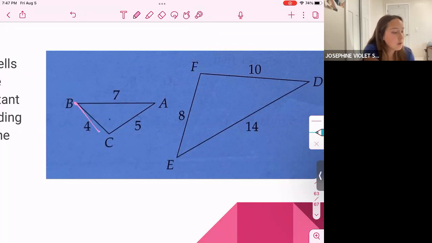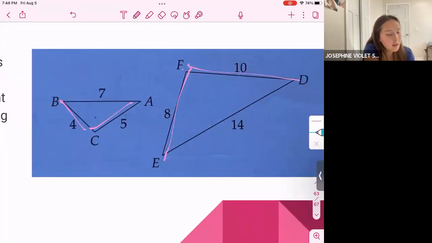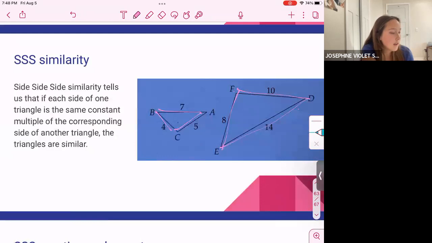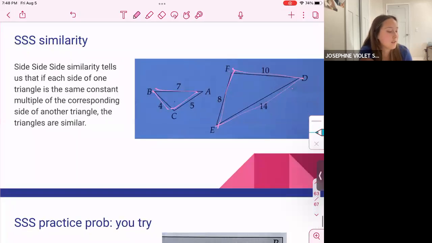Line BC is 4, and line FE is 8. So that corresponds. And line CA is half of line FD. Line BA is half of line ED, 7 to 14. So by SSS similarity, we know that these two triangles are similar triangles.